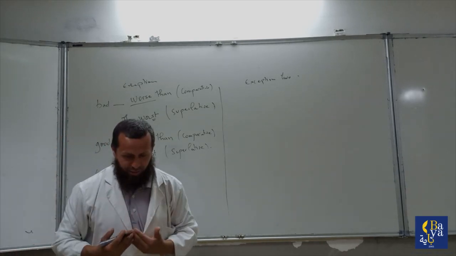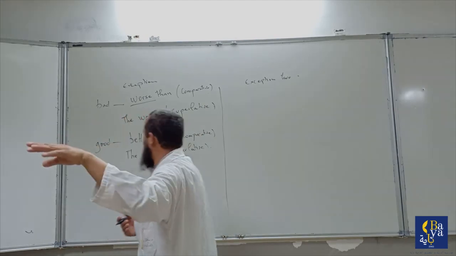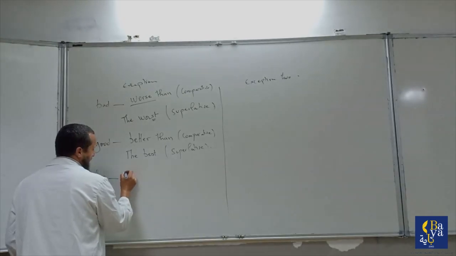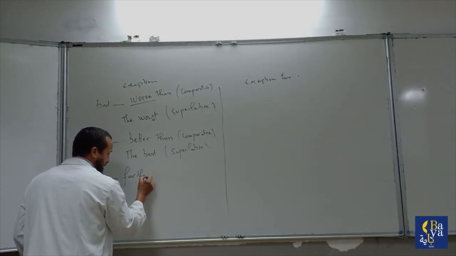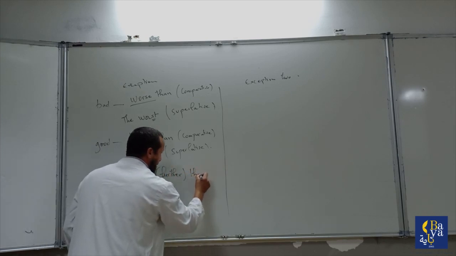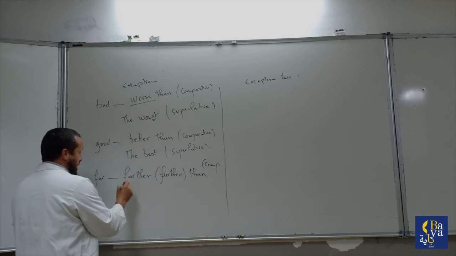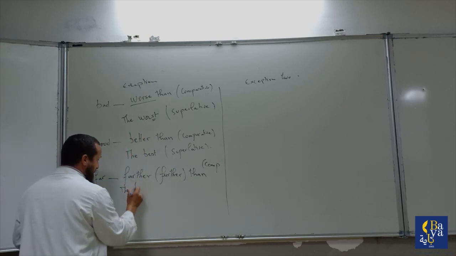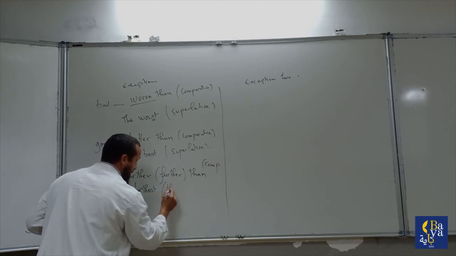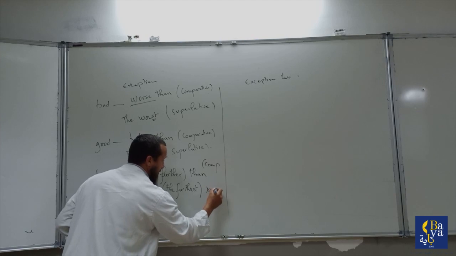Far. Near and far. We don't say "farthest," we don't say "farther." We say "farther than" or "further than." Now this is for comparative. And we can say "the farthest" or "the furthest" for superlative.